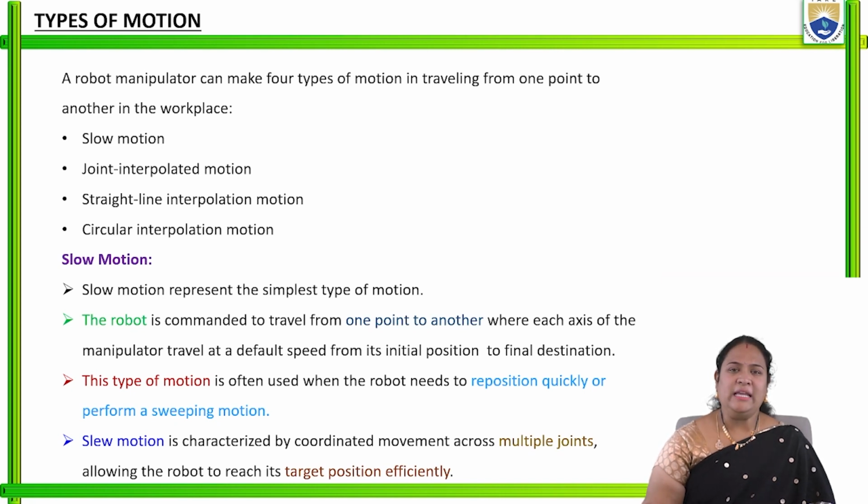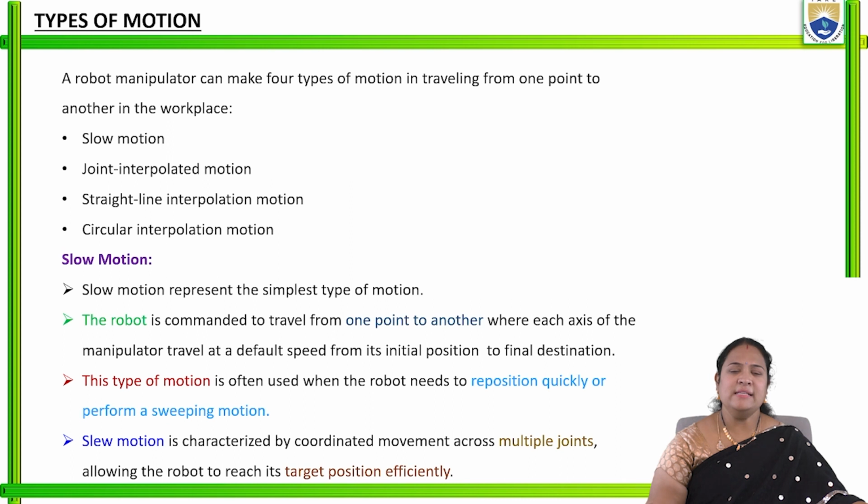Any robot manipulator has four types of motions. Any particular robot manipulator will undergo four types of motions to travel from one end to the other end, or to do any possible work. It requires some motion, so that motion of the robot manipulator is classified into four types. First one is slow motion, second, joint interpolation motion, the straight line interpolation motion, and the circular interpolation motion.